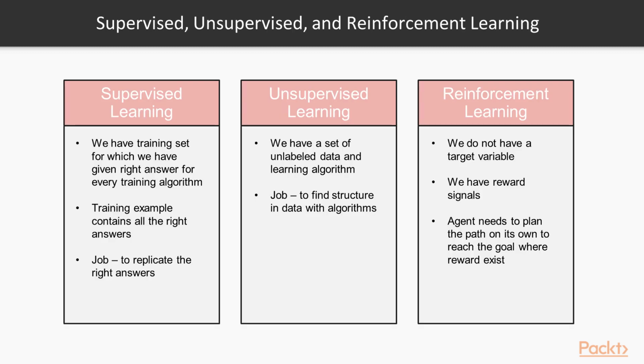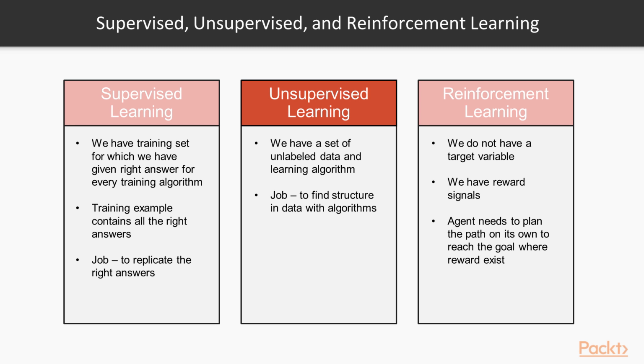As machine learning has three major sections, let's take a high-level look at the major differences and similarities. First type is supervised learning. In supervised learning, we have a training set for which we have given the right answer for every training example. The training examples contain all the right answers, and the job of the training algorithm is to replicate the right answers.